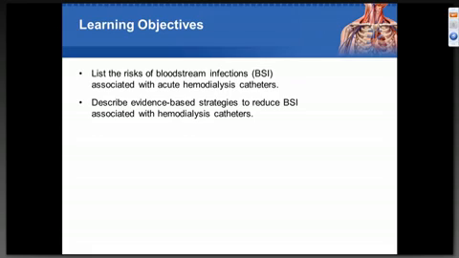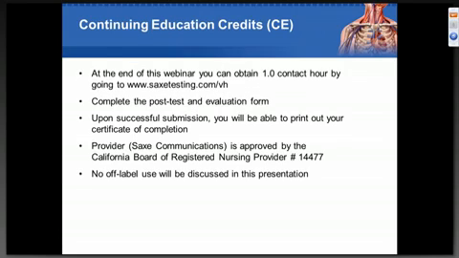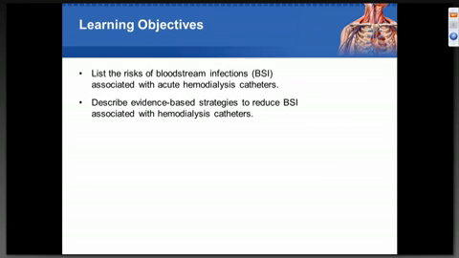The learning objectives are: list the risk of bloodstream infection associated with acute hemodialysis catheter, and describe evidence-based strategies to reduce bloodstream infection associated with catheter. Because at the end of the day, utilizing the knowledge and having come up with some action items, that's a very critical point.